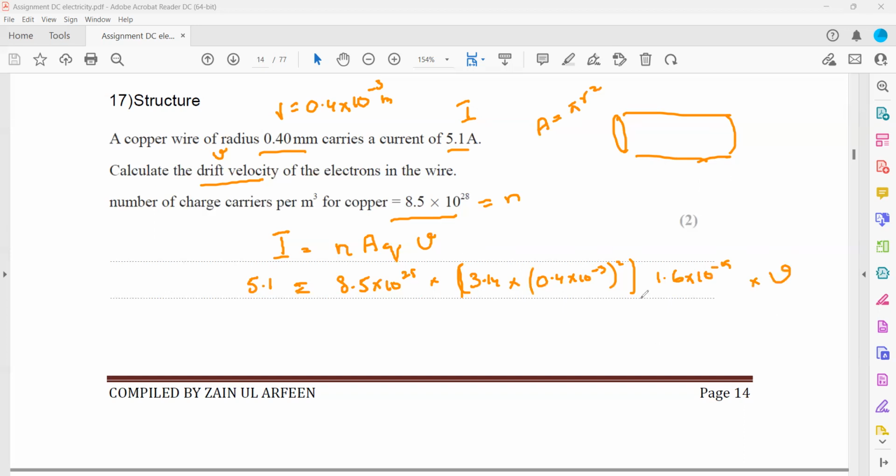So when we simplify, this whole factor is multiplied, so on the other side it will be divided. When we divide, it will come out as 7.5 into 10 to the power minus 4 meter per second. That is the drift speed, or value of v.